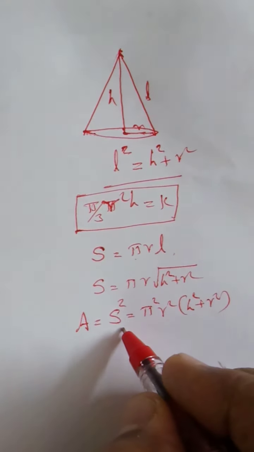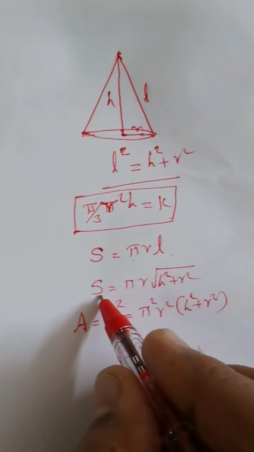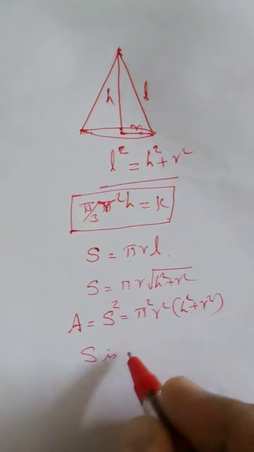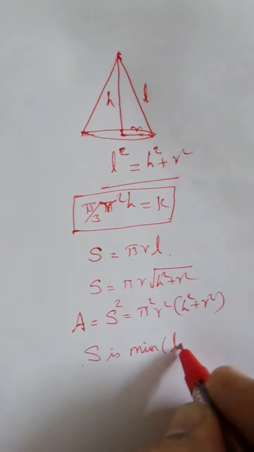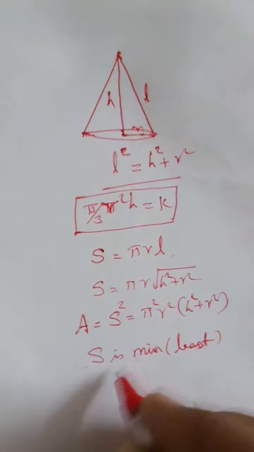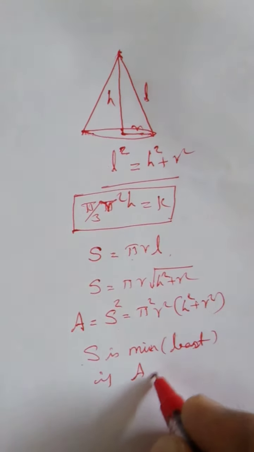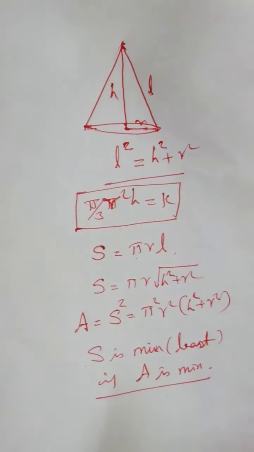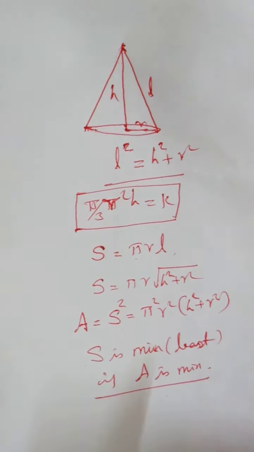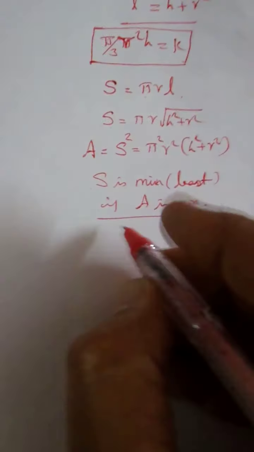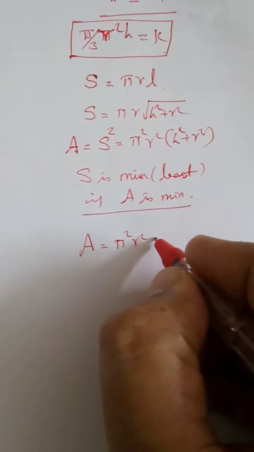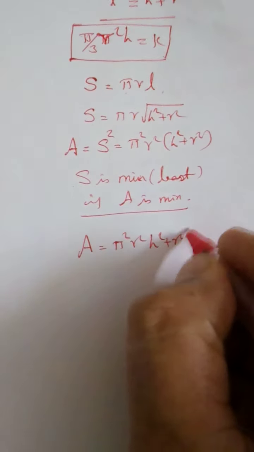Because when A, the square, is minimum, automatically your S value is going to be minimum. So S is least if A is minimum. Now we are going to start the process of differentiation. Now what you have is your function A. Finally you have got A is equal to pi square r square into h square plus r square.